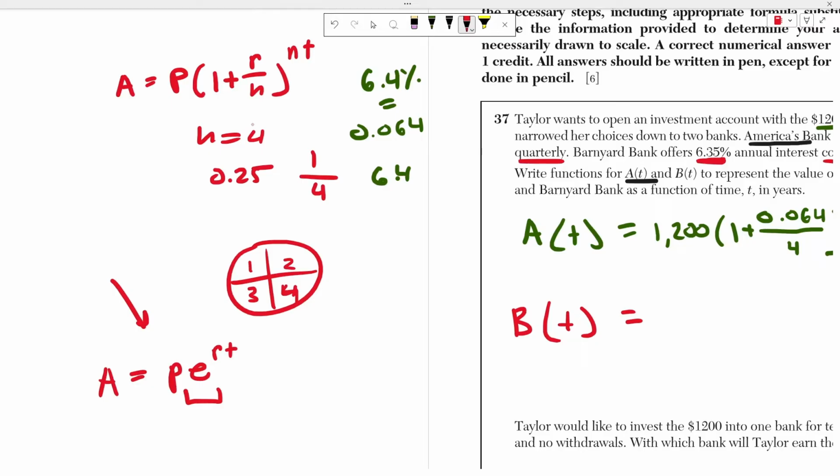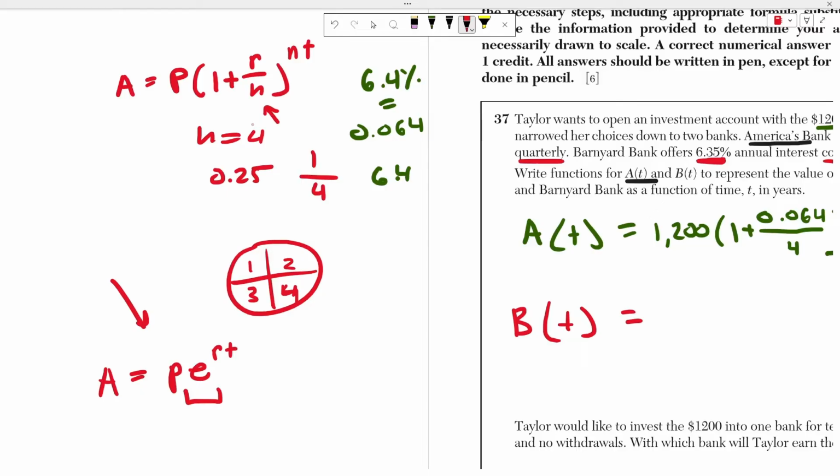This magical E, or this special number, kind of represents 1 plus R over N if N was being added like a million times, or an extremely large amount of times, because remember, N is how many times it's being compounded, right? So if it's continuously being compounded, it's going to be compounded infinitely many times, right? Every second, every millisecond, every microsecond, so on and so forth.